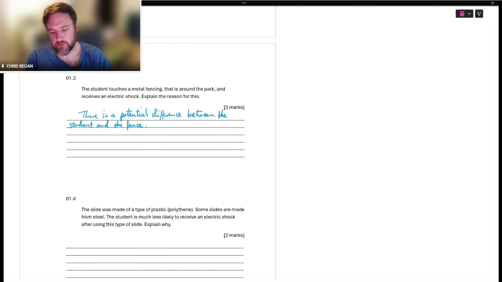Okay, so we know the student is positively charged, so the assumption would be the fence is either less positive, neutral, negative. It's a different charge. It could be even more positive. Likelihood is though, and we're going to come to that, it's around neutral.